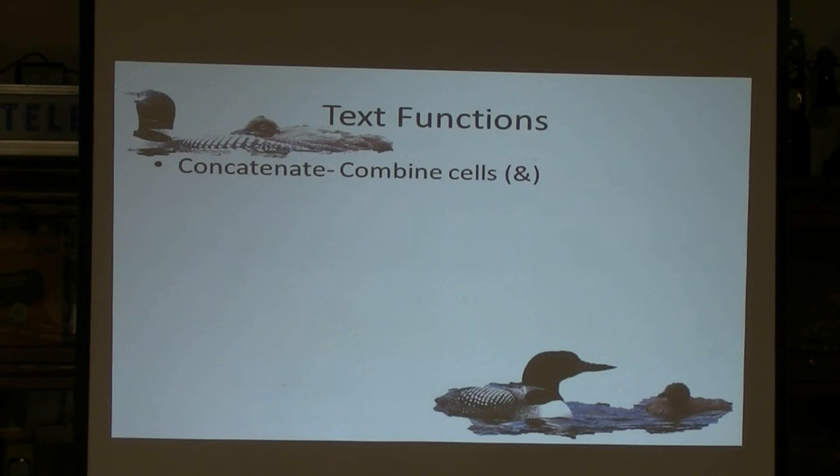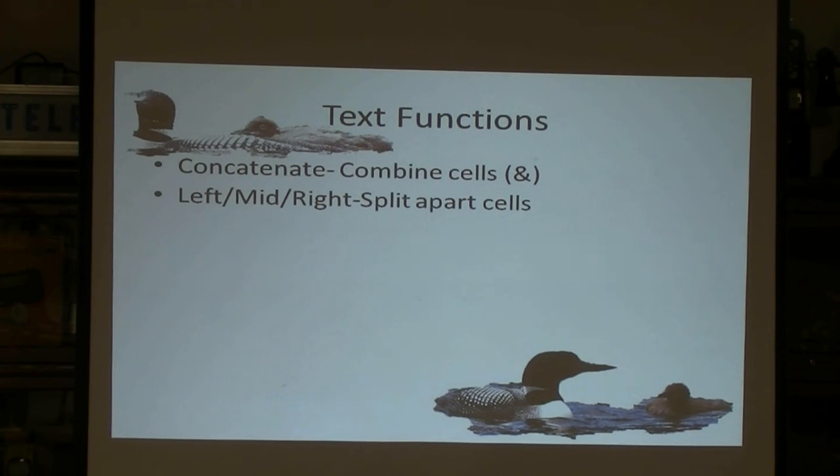One of the functions is concatenate. Concatenate allows you to take cells and text fields and combine them together. And there's also a shorthand way of doing it, and that's the ampersand. If you do just an ampersand, you can combine whatever text you want. And I'm just going to go through the text functions and I'll show you some examples of all of these.